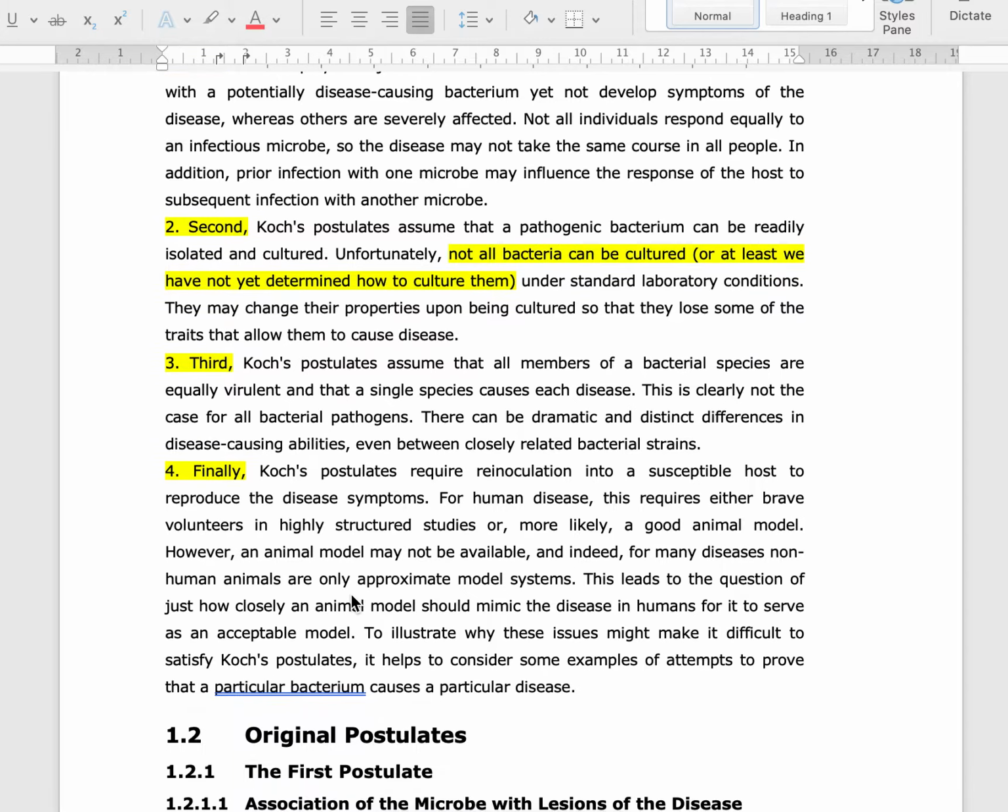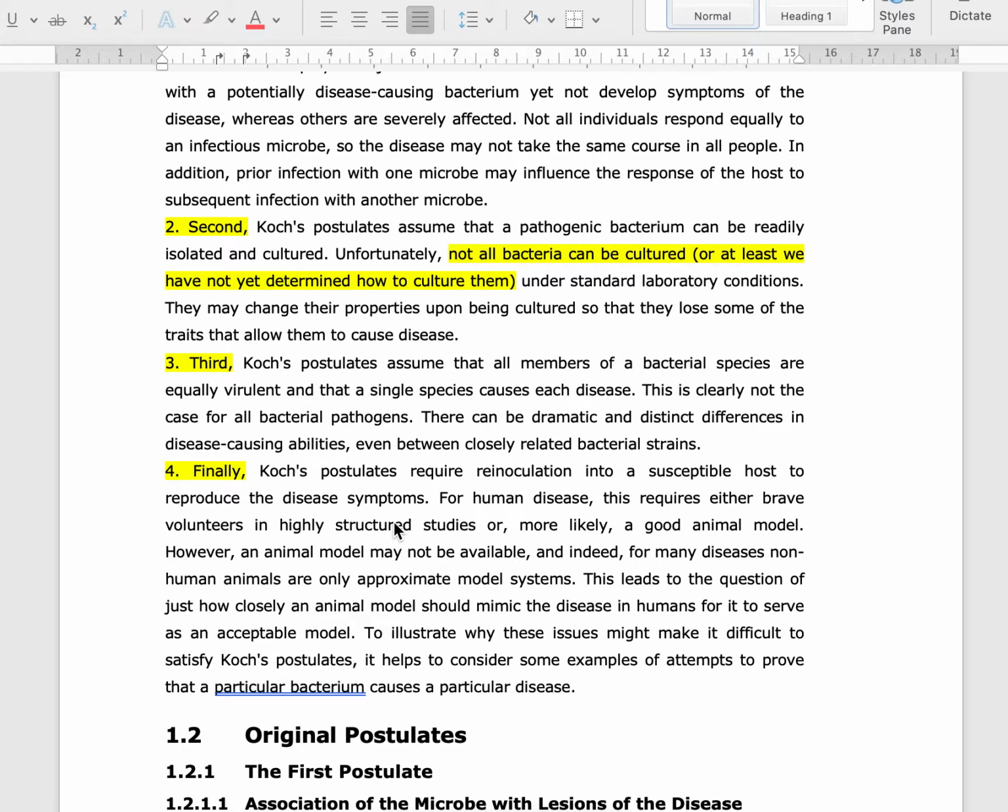Now, finally, the last limitation. The original Koch's postulates require re-inoculation into a susceptible host to reproduce the disease symptoms. That means after doing the pure culture, we have to re-inoculate this pure culture into a susceptible host, and the host will get diseased. This is actually an important and big limitation.